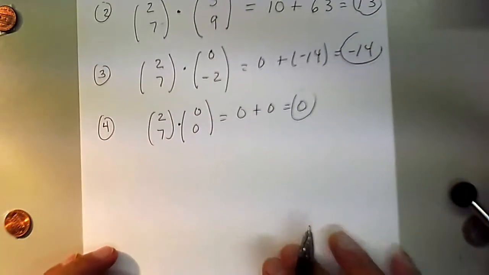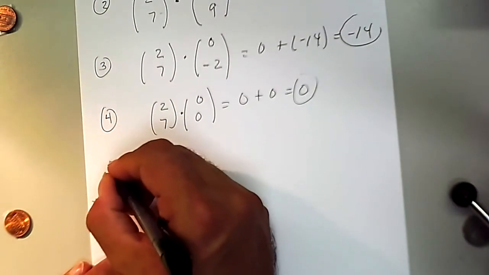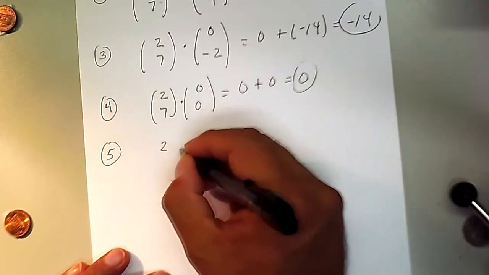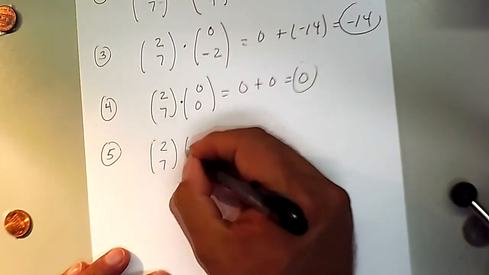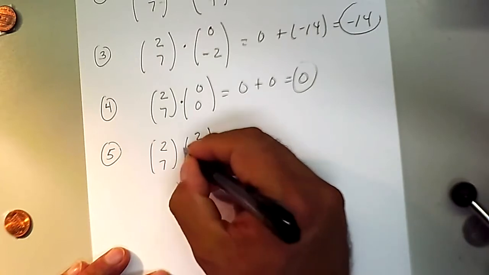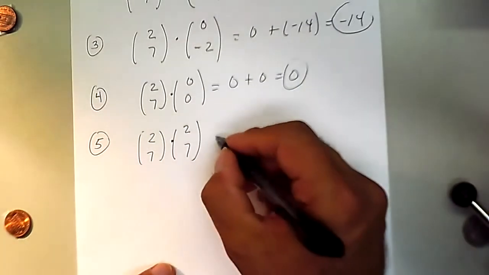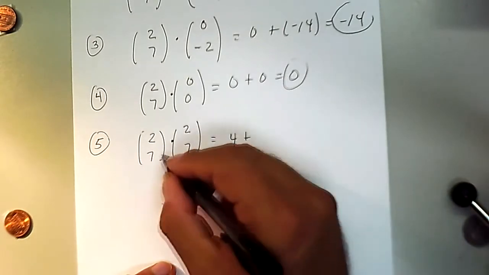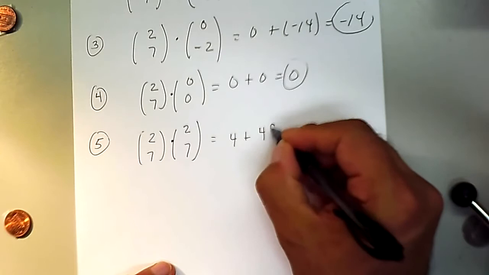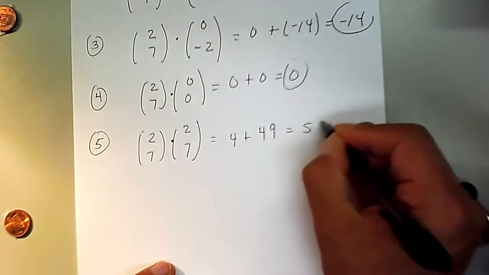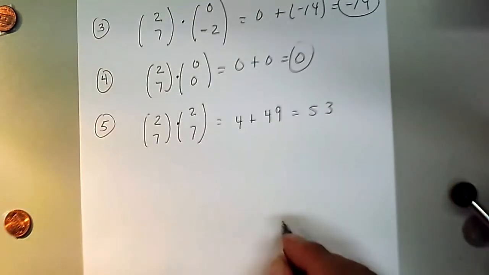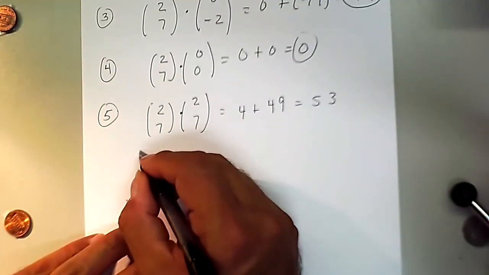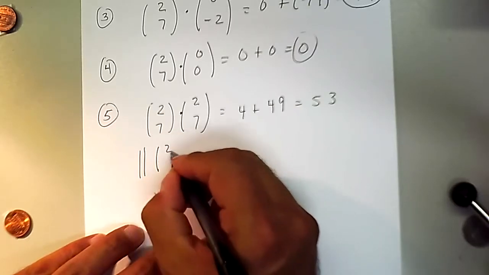So what is the relevance of this dot product? There could be more than one, but first let's say you have 2, 7, and we multiply with itself. Nothing stops us from multiplying with itself. Notice that we end up with 2 times 2, which is 4, plus 7 times 7 is 49, and that is 53.